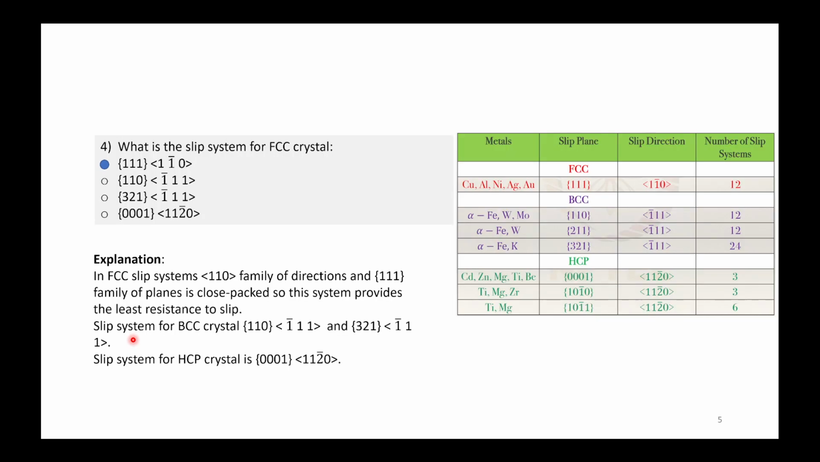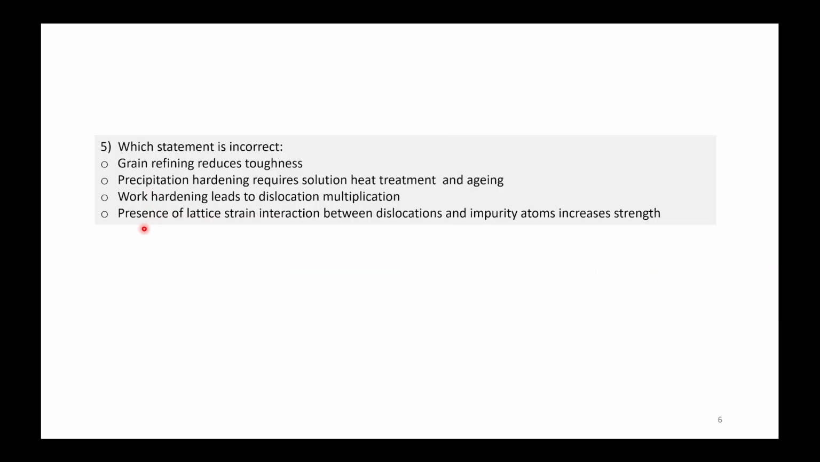Now what is the slip system for FCC crystal? So it will be 111 type of plane and 1 bar 1 0 type of direction, because they are close packed. And these two are for BCC, and the last one is for HCP.